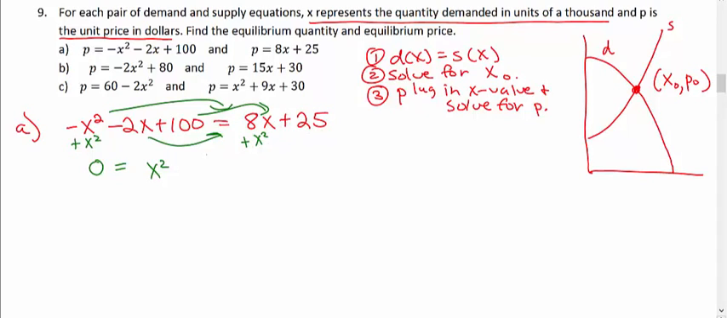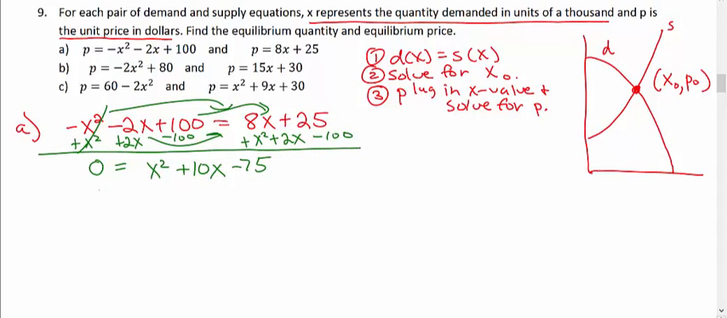No like terms on this side to combine that with. Positive 2x, and I actually can combine 8x and 2x to get 10x. And then we're going to say minus 100, so that gives us negative 75. So here we have a quadratic function, or a quadratic equation. We're going to attempt to solve by factoring.